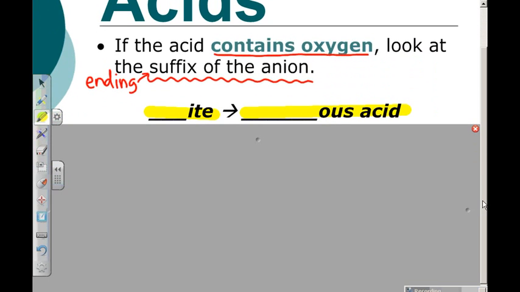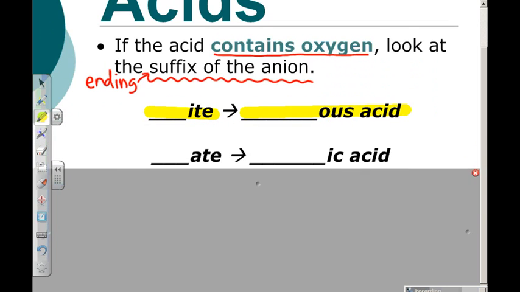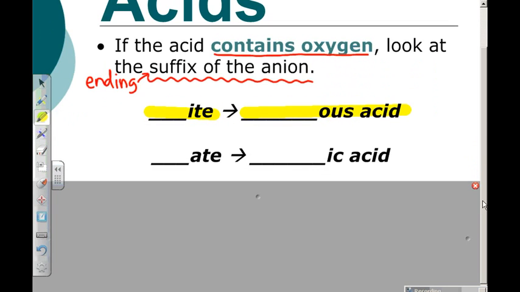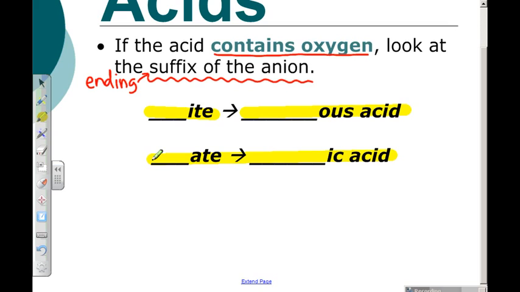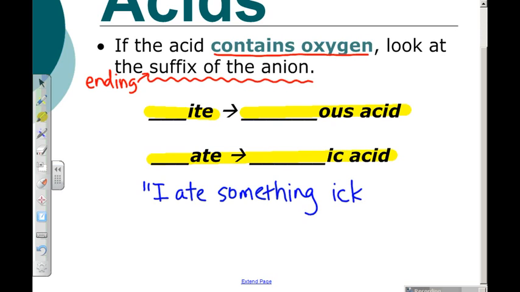The other common ending we had on the back of the periodic table was ATE. If you have an ATE ending, the ATE ending changes to an IC acid. A common way to help remember this, because you basically have to memorize which one's which, is I ate something icky. What this is telling you right here is that the ATE ending would become an IC acid. I ate something icky. If you can remember that, you can figure out how to name acids. Now that we have the rules written down, let's look at some examples.